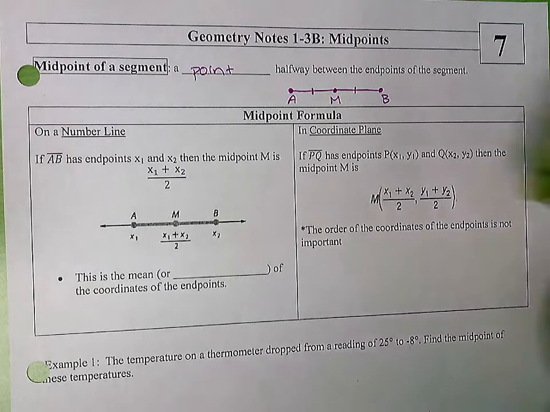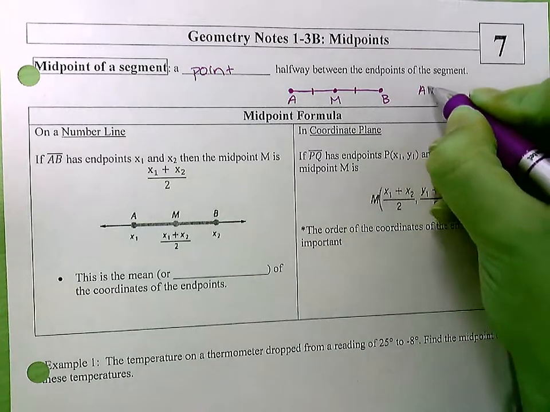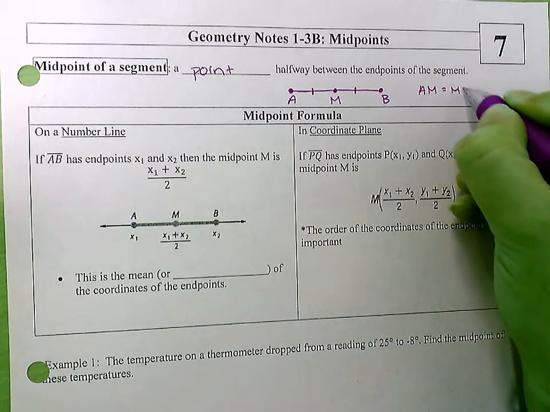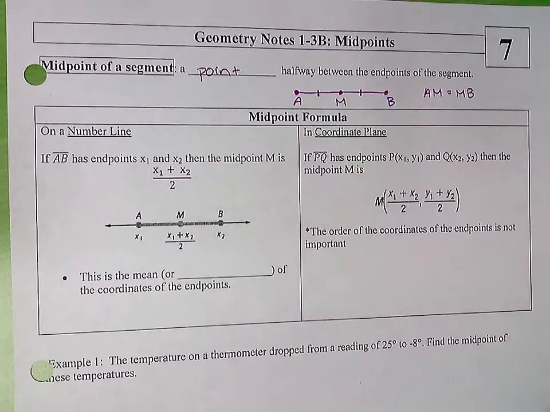And I'll write it off to the side here. I can say AM is equal to MB. That's what happens when you have that midpoint.